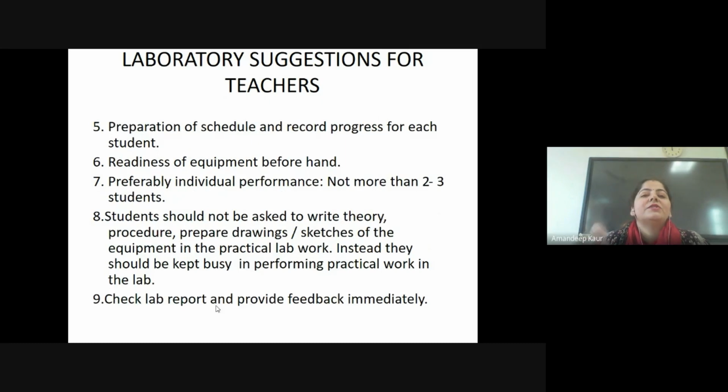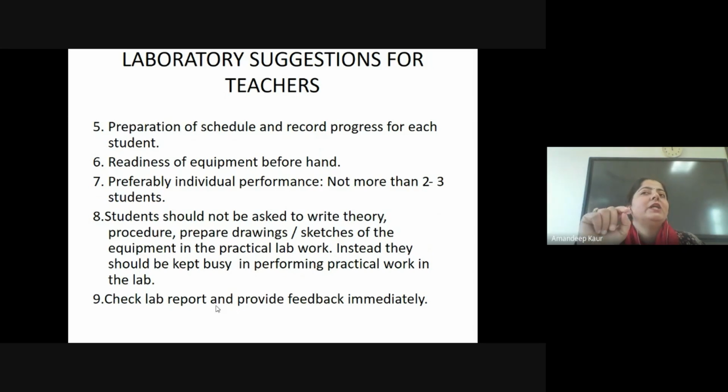As far as suggestions for teachers are concerned, there must be preparation of the schedule and a record of progress for each and every student. It means the channel of communication and the element of feedback must always be part of the laboratory environment. As per the schedule planned, the teacher needs to record the progress of the student before giving an experimental activity to the student. The teacher needs to ensure that the equipment is ready and in good condition. So calibrate that equipment. The teacher needs to perform the activity beforehand, before he or she assigns that activity to the student.